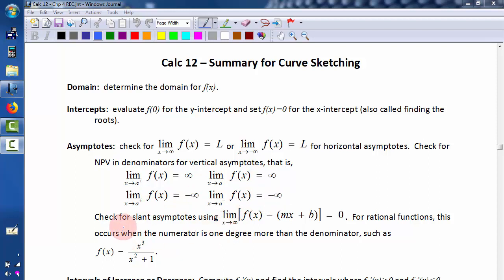We can also check for slant asymptotes, where the limit as x goes to infinity of f of x minus (mx plus b) in brackets equals 0. And for rational functions, this occurs when the degree of the numerator is 1 more than the degree of the denominator, such as x cubed over (x squared plus 1).